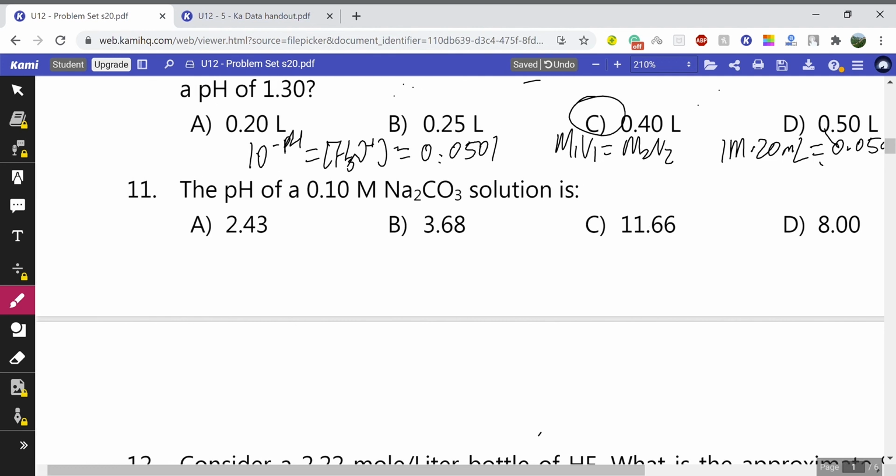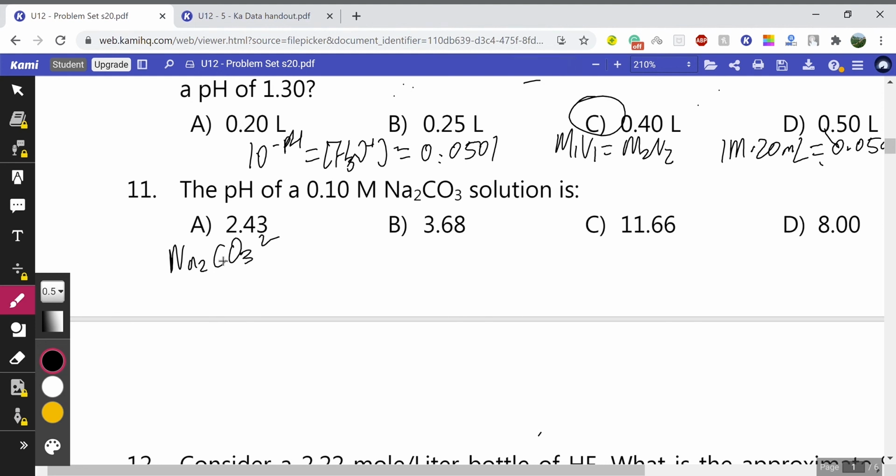Number 11, the pH of a 0.01 molar solution of Na2CO3. Na is a group 1 metal, so it has no affinity for water, so we're only dealing with CO3 2 minus plus H2O. H2O is the acid here, which donates a proton, making HCO3 minus plus OH minus. Now looking for the pH, we need to know the concentration, so we need to know the X value. So we have 0.1 minus X, and this is going to be X.